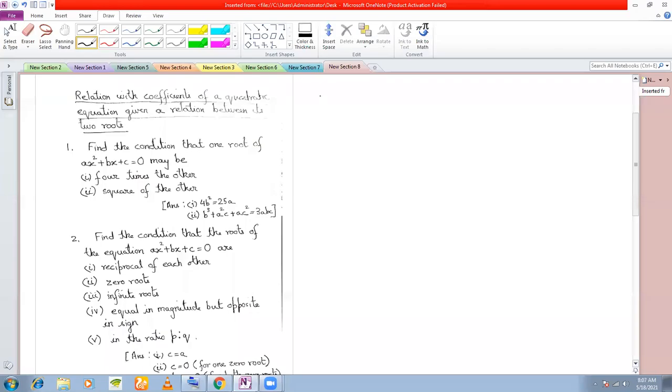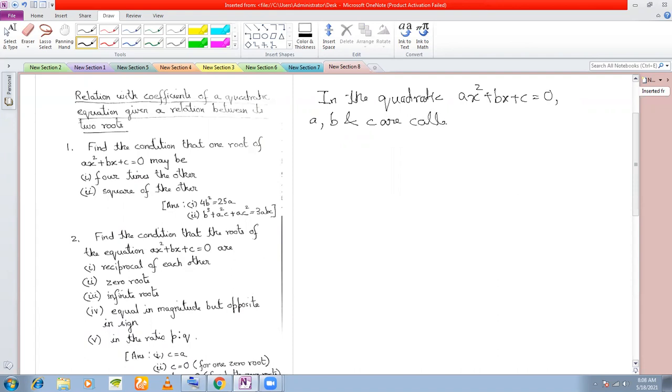In the quadratic equation ax square plus bx plus c is equal to 0, a, b, and c are called coefficients of the quadratic equation.